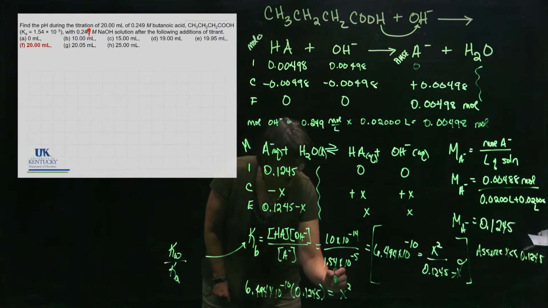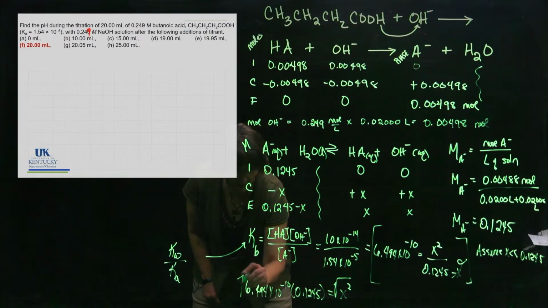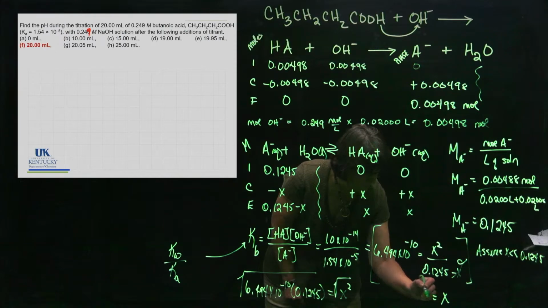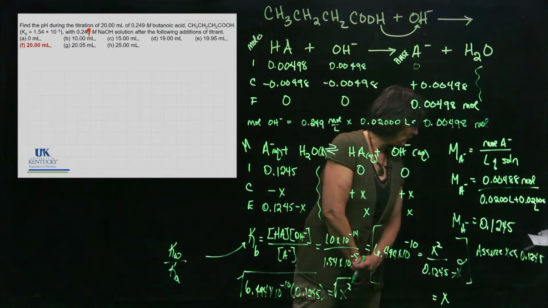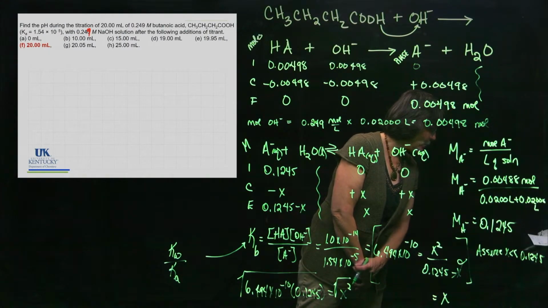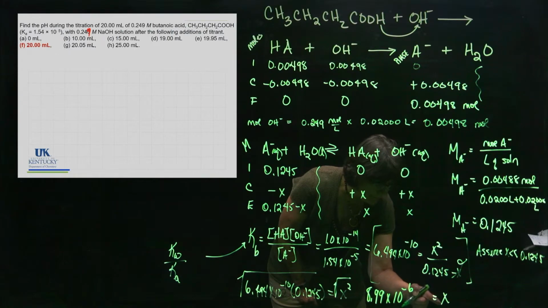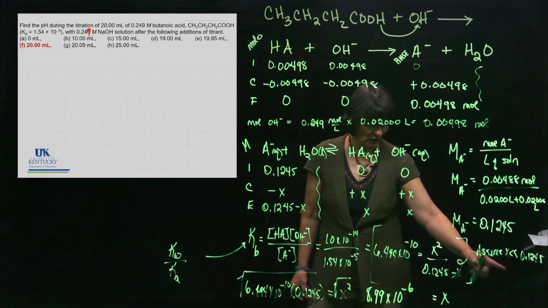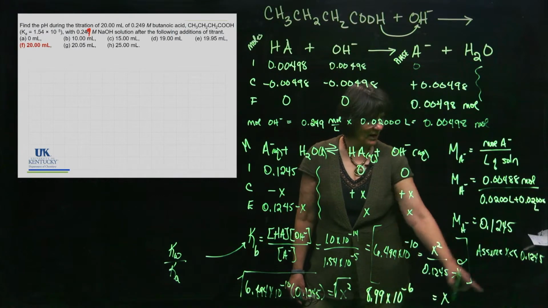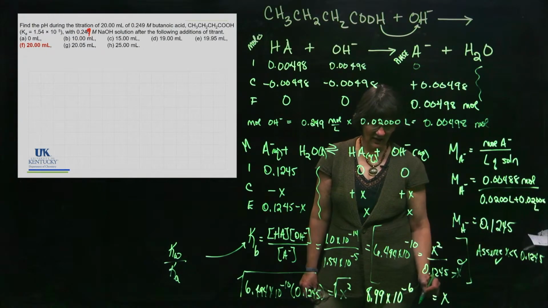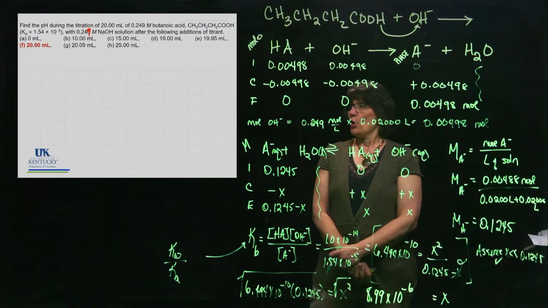So then what am I going to do? I'm going to take the square root of both sides. So the square root of this and the square root of that. That'll give me X. And the value for X is 8.99 times 10 to the minus 6. Now never stop this X solving without going back to your assumption. Is this much, much smaller than X? Yes, it is. Good assumption. I checked that out.